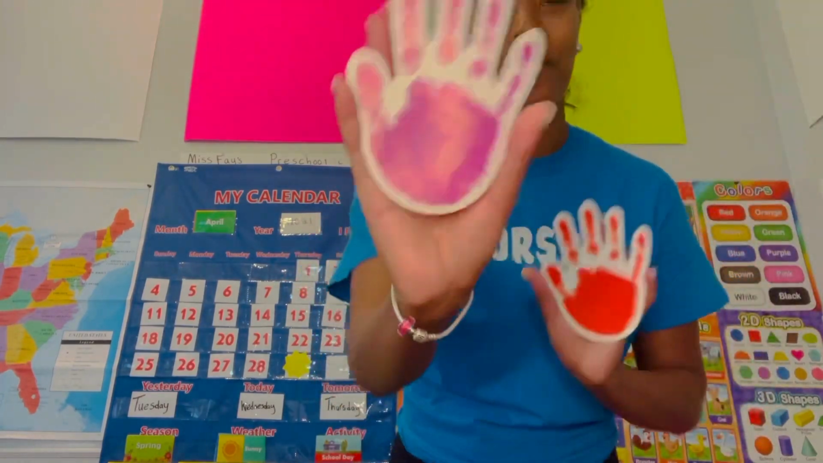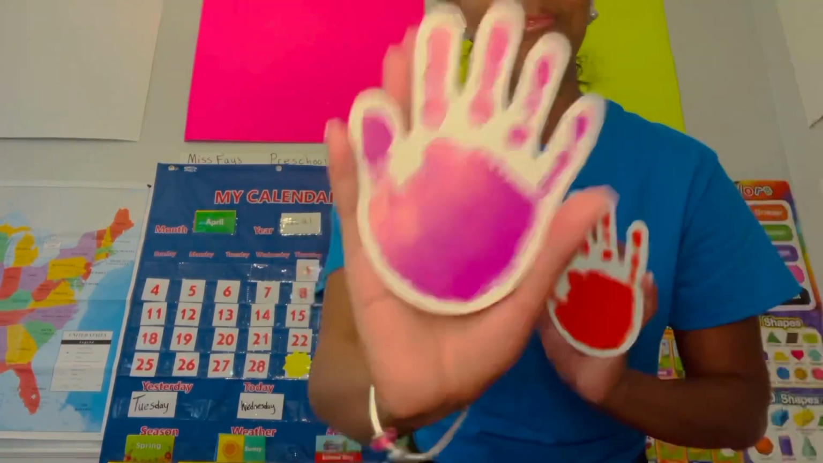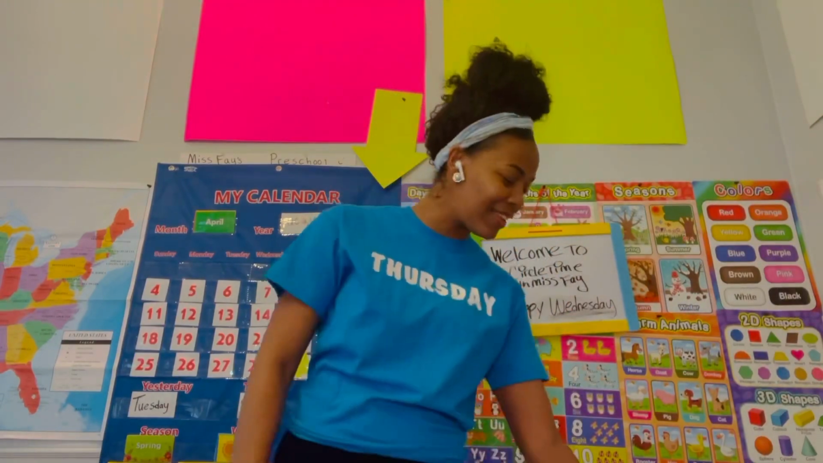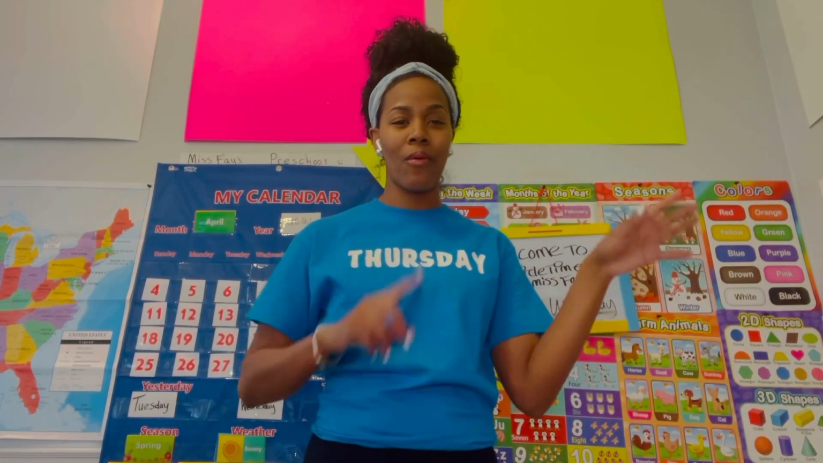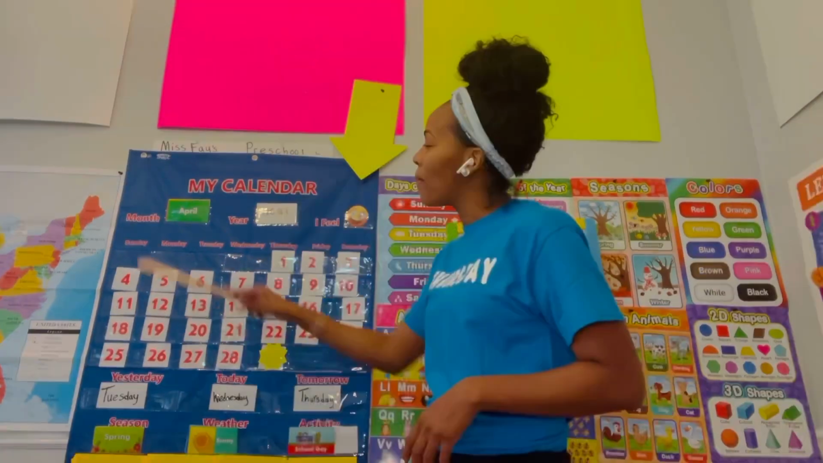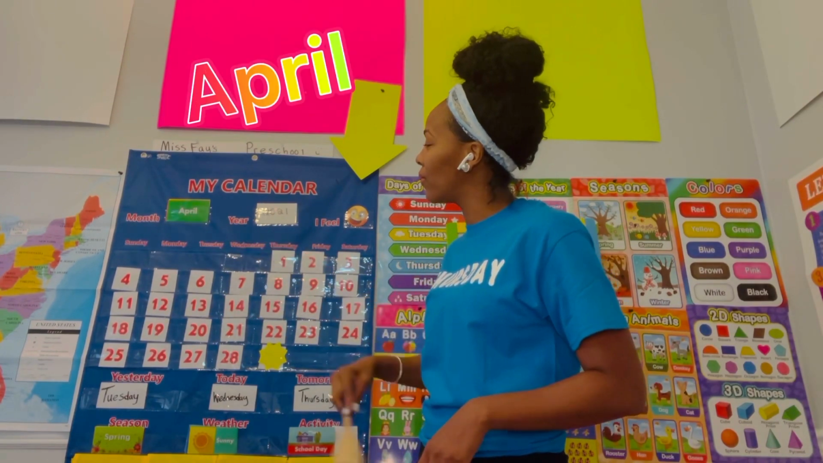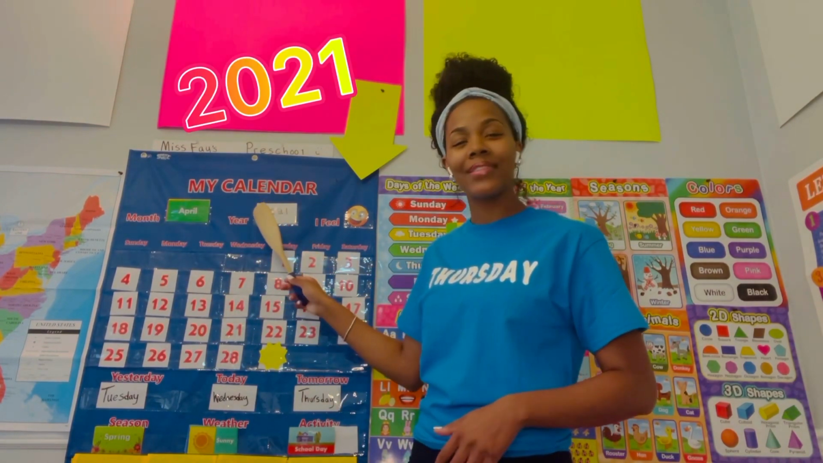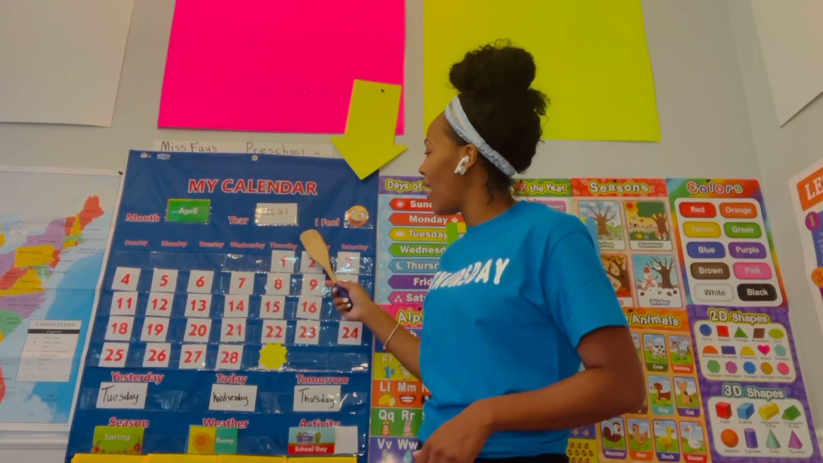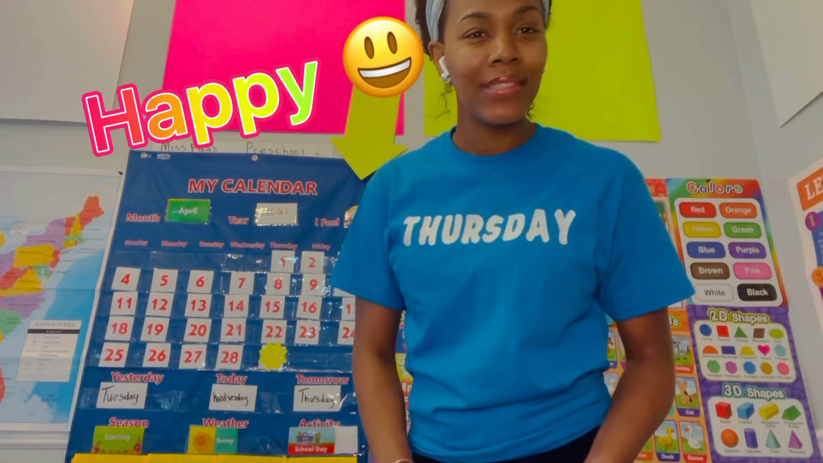Purple, orange, purple, orange. Good job, friends. All right, let's get ready for my calendar. Month, April, year 2021. I feel happy. Are my friends feeling happy today?